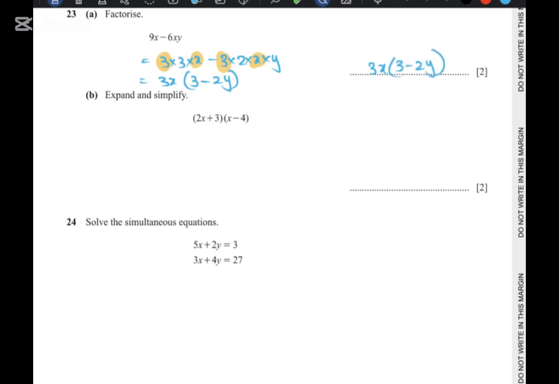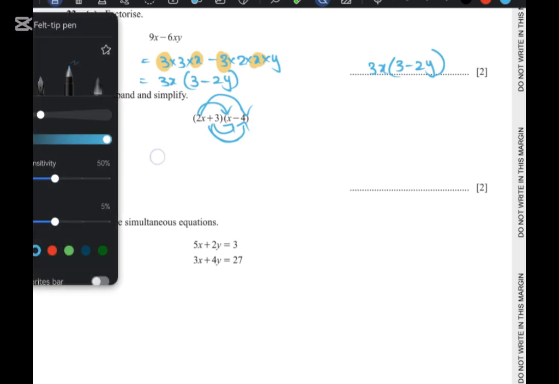This is factorizing done. Question number B, expand and simplify. For expanding, you will have to multiply 2x with x and 2x with 4. Then 3x with x and 3 with x and 3 with minus 4. Do it.